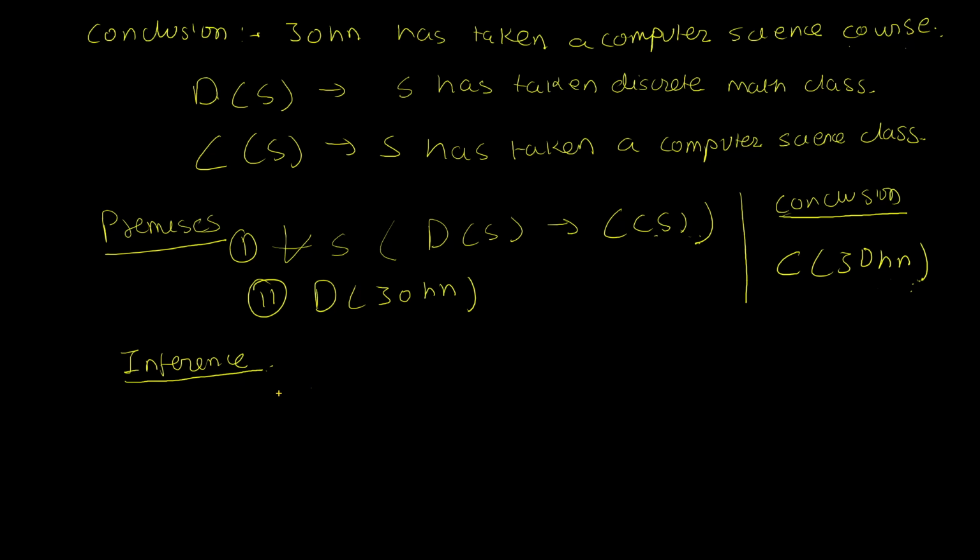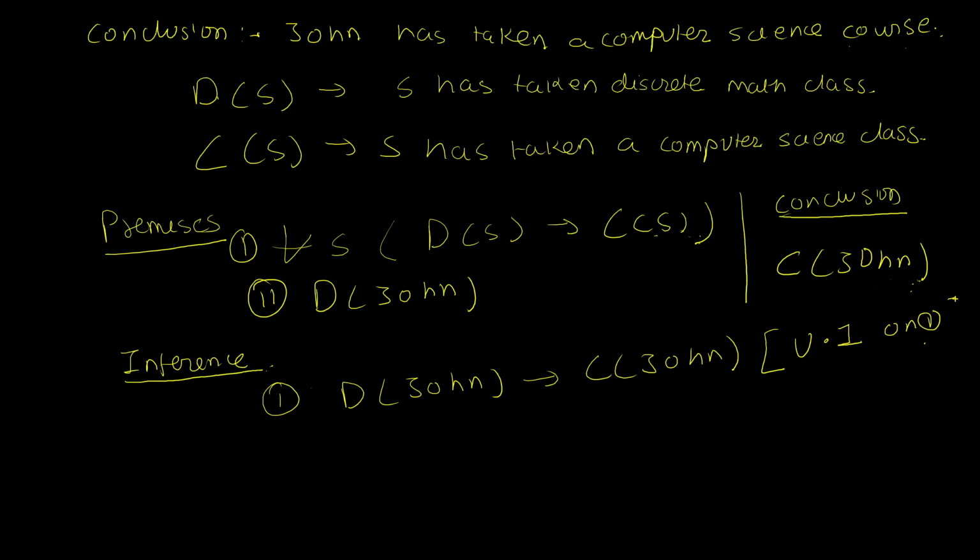So I'm going to write my inference steps. I'm going to first use universal instantiation to mention that this fact is also true for John. Since for all students this is true, I can conclude that D of John does imply C of John. And every time you infer, you want to mention the rule of inference. Here you should mention which rule of inference you used. In this case, I've used universal instantiation on statement 1. You want to write this in full: universal instantiation on this statement.